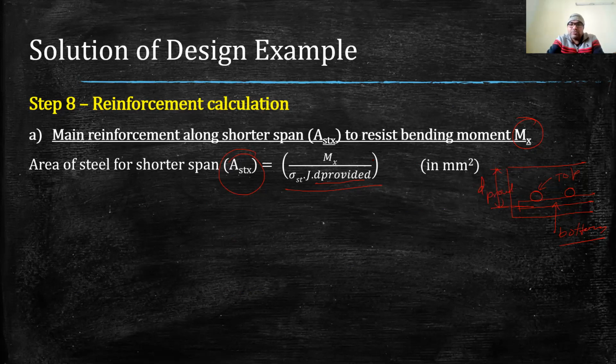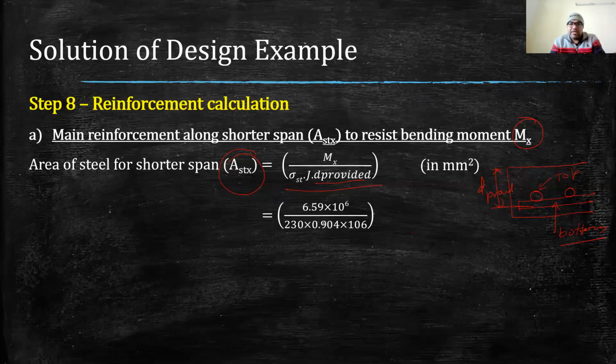So putting all the values, we get Mx as 6.59 into 10 raised to power 6. Again, we will be required Ast x in mm square. So therefore, all the values should be in Newton and mm. Solving this, we get the value of Astx as 300.34 mm square. Now this area is for unit strip.